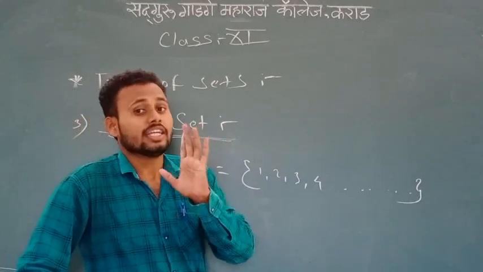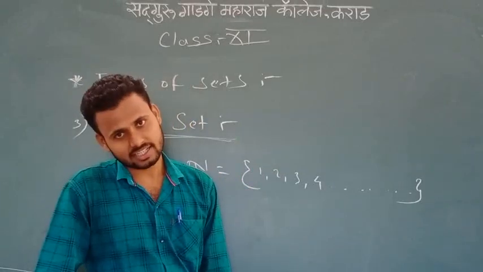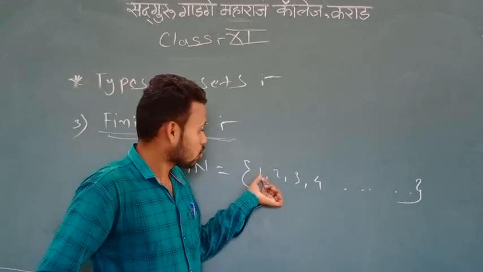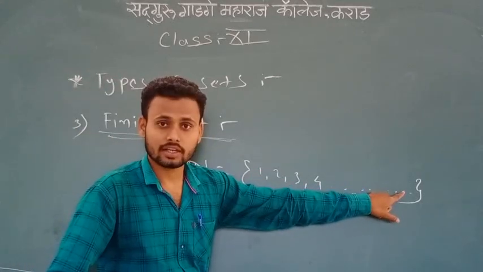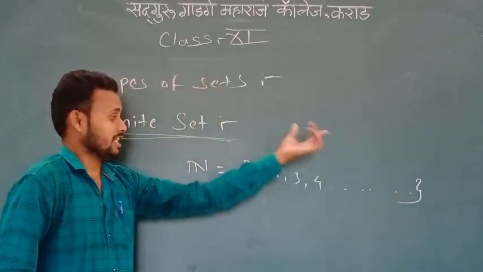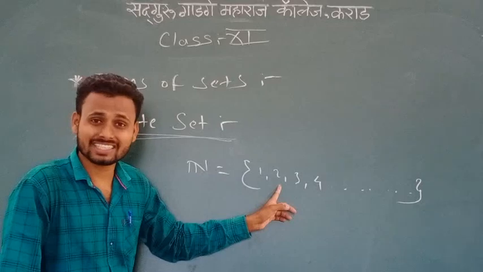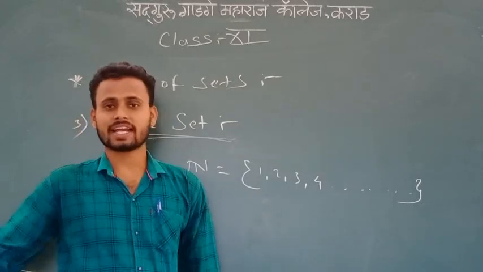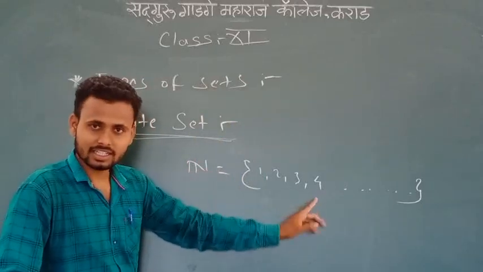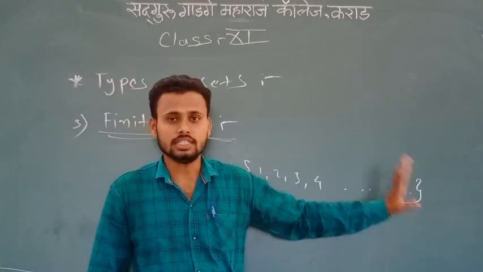Finite set, what? In a set, if the process of counting of elements comes to an end, then that set is called a finite set. It is not a finite set because the process of counting of elements does not come to an end. We can't find or count the last element. Therefore it is not a finite set. Sets that are not finite we call infinite sets. A set which is not finite is called an infinite set. Therefore we say that the set of natural numbers is an infinite set.